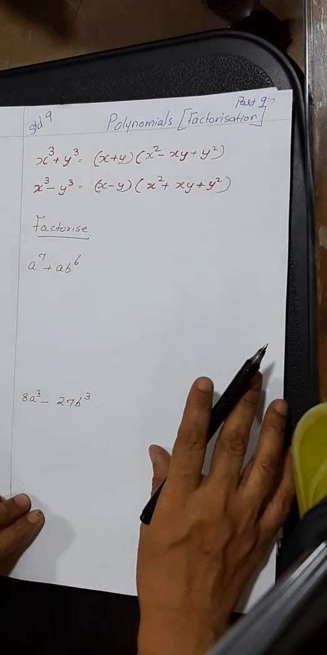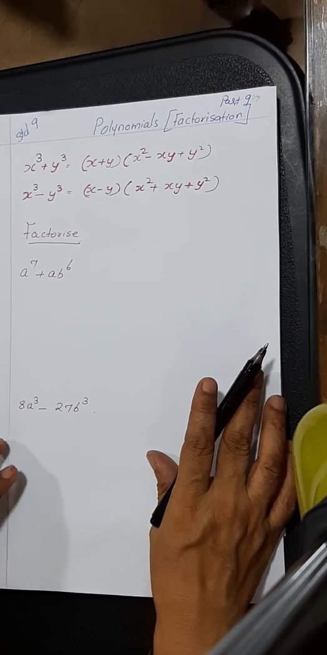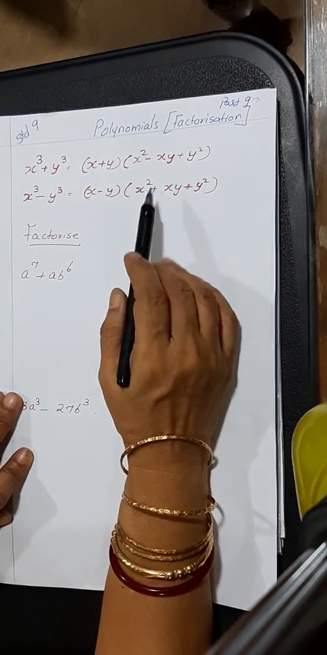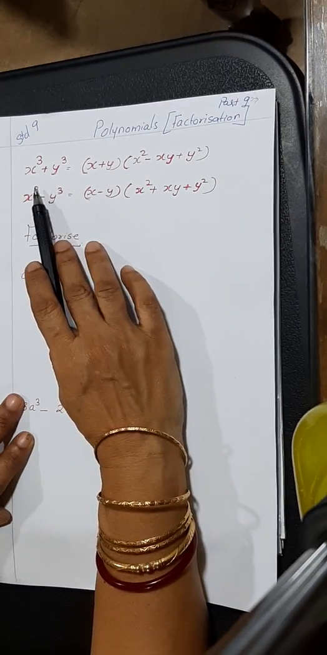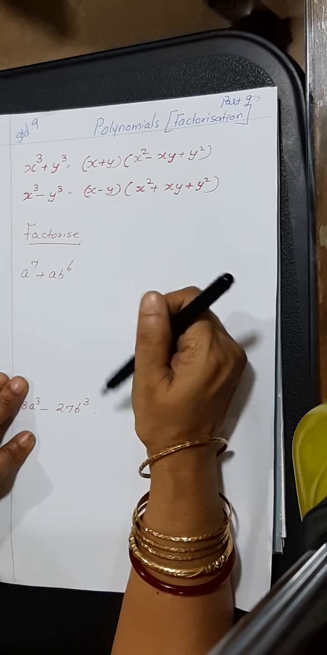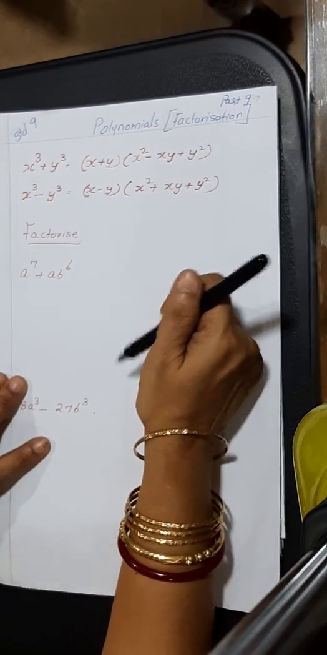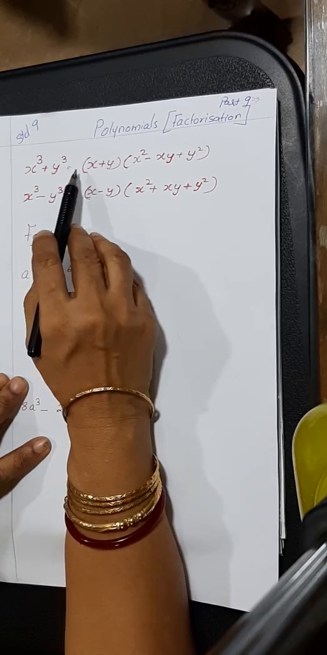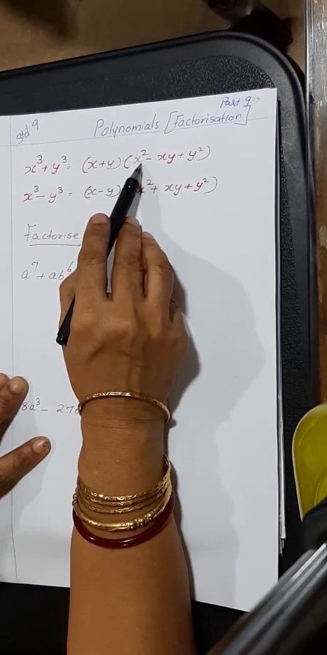This is a chapter on polynomials for standard 9. We are doing factorization. Now this is another format that we are going to learn in this video. So it is x cube plus y cube is equal to x plus y into x squared minus xy plus y squared.